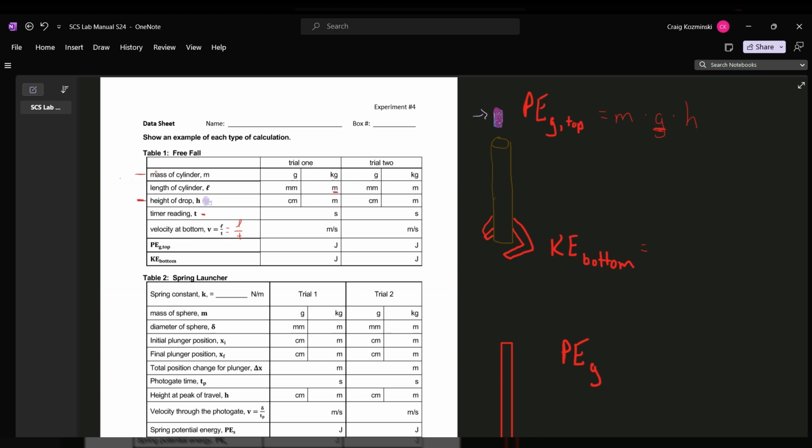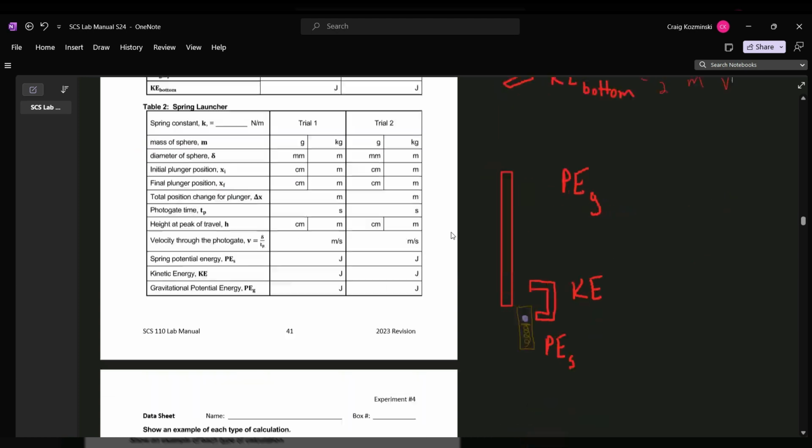Once we have the velocity, we can calculate our kinetic energy because it is equal to 1/2 times the mass, which remains the same, times the velocity squared. So in part A, we'll be taking two energies, the potential energy at the top and the kinetic energy at the bottom, and we'll be comparing these energies to one another.